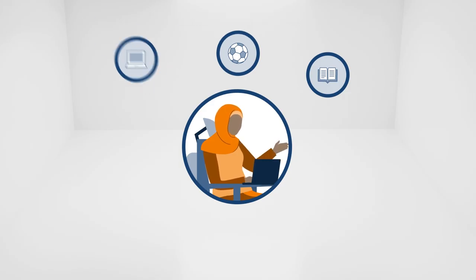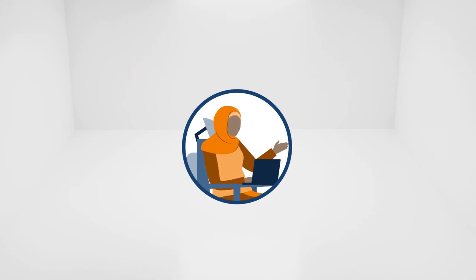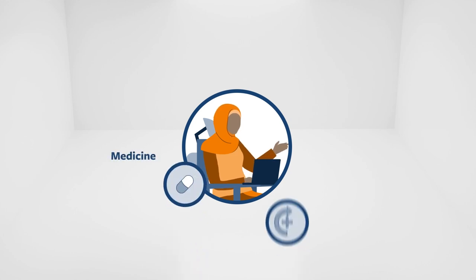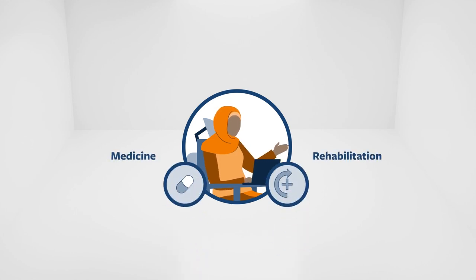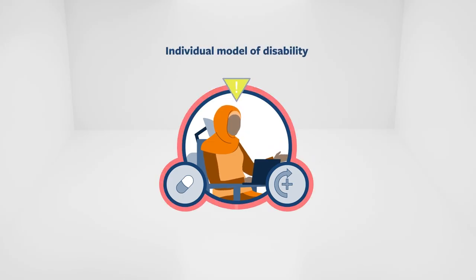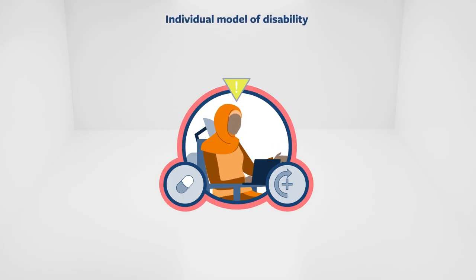deafness, or dyslexia. The solution to this kind of problem was often to treat the person through medicine and rehabilitation, or to compensate them for their assumed limitations by arranging less valued social roles for them, such as sheltered employment or residential care. We can call this an individual model of disability. The person has the problem, so the person has to change.